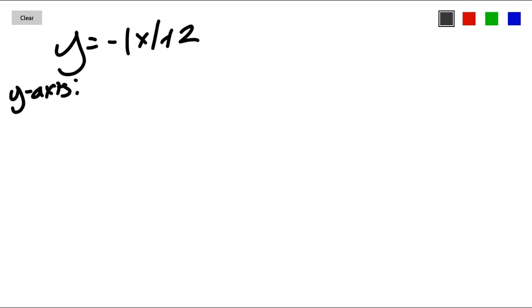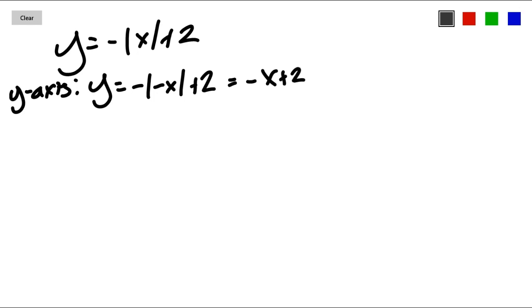Let's say I had the function y is equal to the negative absolute value of x plus 2. So I'm going to plug in negative x for x to test for y-axis symmetry. So y is equal to negative absolute value of negative x plus 2. Well, the absolute value of negative x is just positive x. So this gives me negative x plus 2. And the absolute value of x is just x. So I have negative x plus 2. And these are the same. So I have y-axis symmetry here.